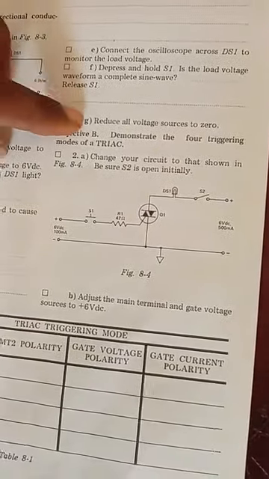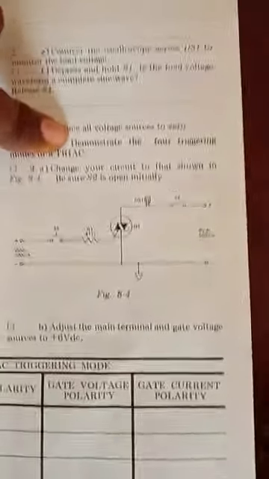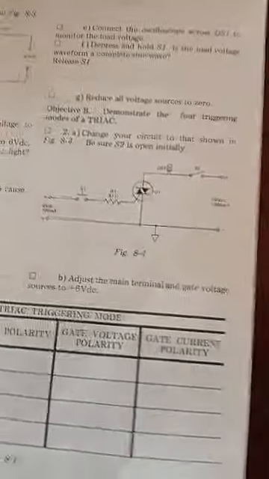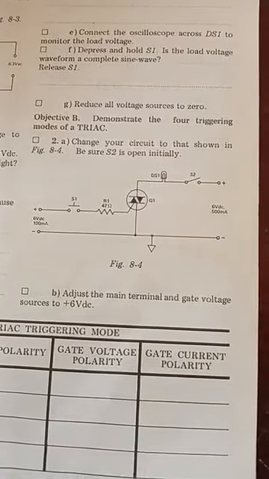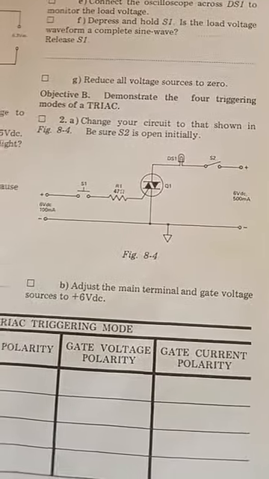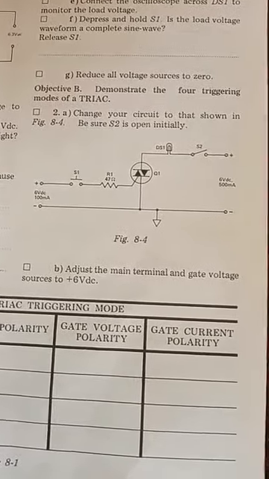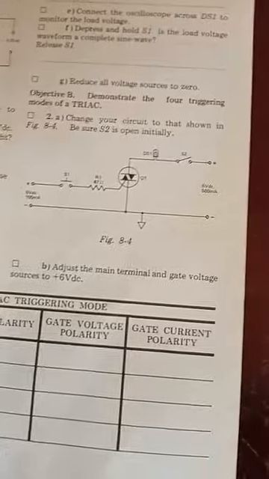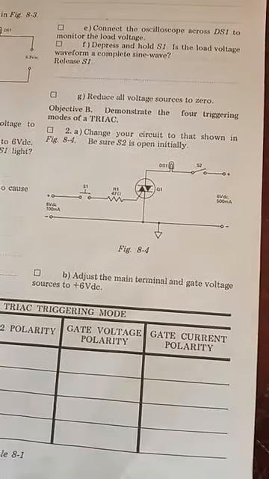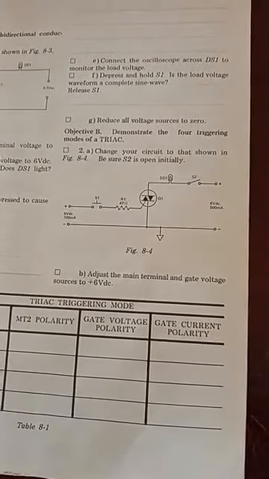We've done that. So now demonstrate the 4 triggering modes of a Triac. A Triac has 4 triggering modes. That means a Triac can operate in 4 different ways. We have an AC and a DC source. In the AC source we have MT1, and for MT2 we have the DC source. When we change the polarity of either of the two, AC or DC source, the Triac will still operate. That's what they want us to verify.